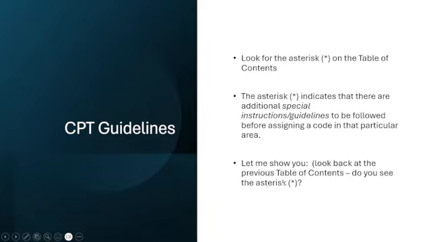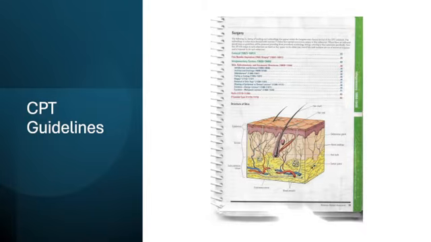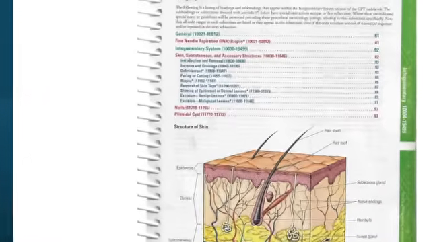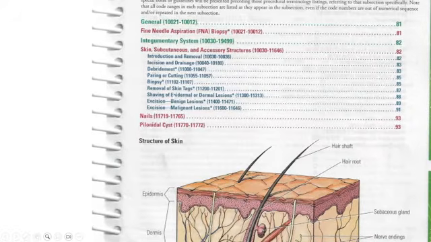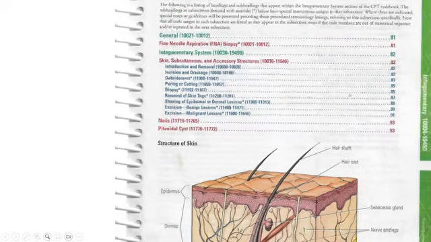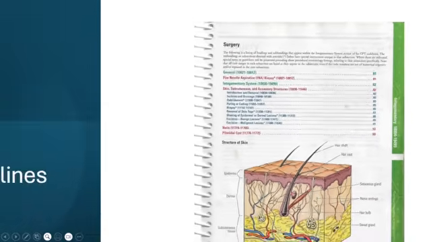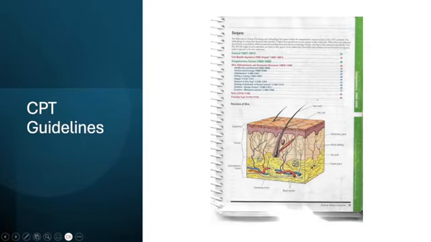Let me show you. Let's look back at that previous table of contents. Do you see an asterisk? Look closely. Because if I look at debridement, I see an asterisk. If I go down to biopsy, I see an asterisk. There's one at removal of skin tags, even at excision benign lesions. Train your eyes to see these asterisks that are involved.